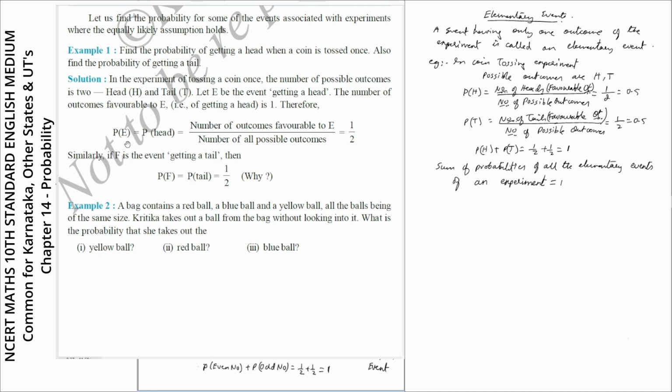Now here they have considered E as the event of getting head, and F as the event of getting tail. Instead of E and F, you can take any other alphabet. That's not an issue at all. Or you can give some meaningful words, or a small sentence like this. Here you can see probability of head, probability of tail. If you write like this, anybody who reads it will be able to understand it very easily.